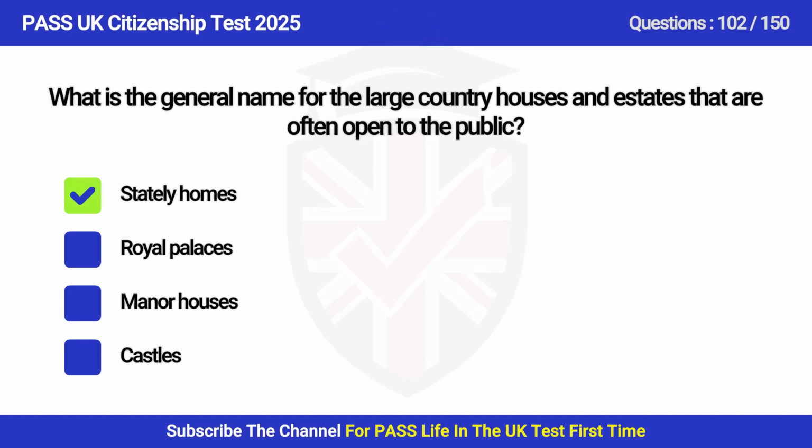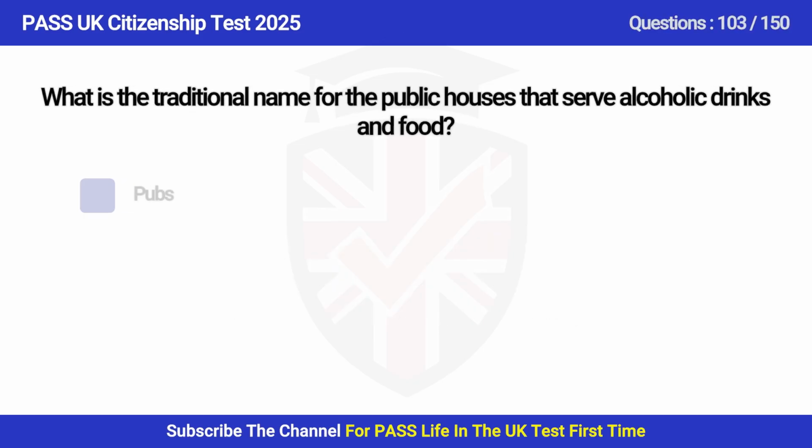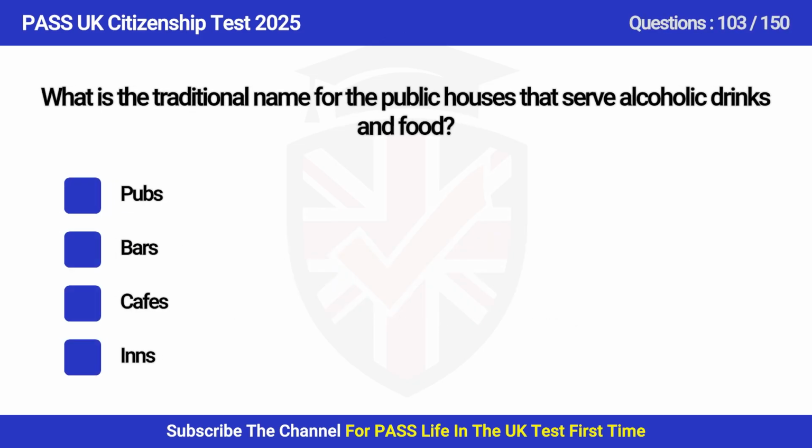The answer is A. Stately homes. Stately homes are a prominent feature of the British landscape and cultural heritage, often maintained by organisations like the National Trust or English Heritage. Question 103. What is the traditional name for the public houses that serve alcoholic drinks and food? A. Pubs. B. Bars. C. Taverns. D. Inns.